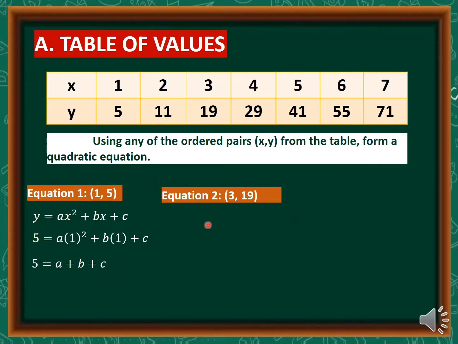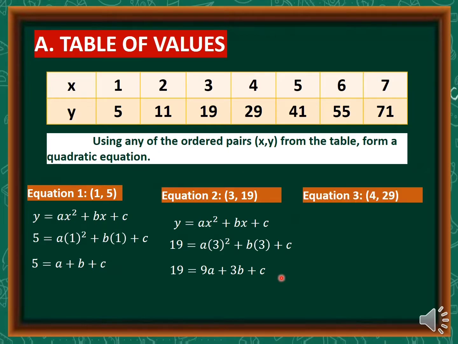Okay? So, if I'm going to use this 3, 19, substituting the values, ang y natin ay 19, and then ang x natin ay 3. So, therefore, we have 19 is equal to a times 3 squared plus b times 3 plus c. Simplifying, we have 3 squared is 9. So, 9 times a, we have 9a. 3 times b, we have 3b, and then positive c. So, therefore, our equation number 2 is 19 is equal to 9a plus 3b plus c. Did you get it? Madali bang mag-form ng equation?